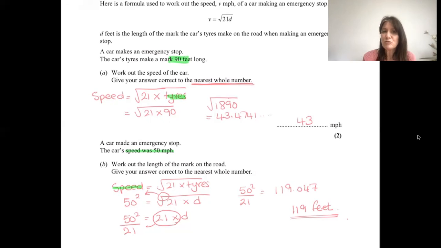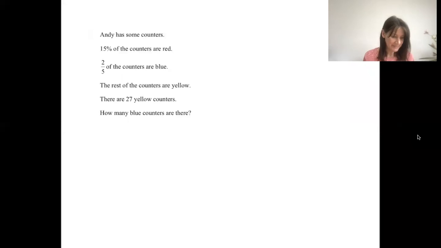Okay, so really try and highlight the key bits, and absolutely do this if you think that's going to make life easier for you. You're not going to lose marks for it. Okay, next question. Hit pause and press play when you're ready.